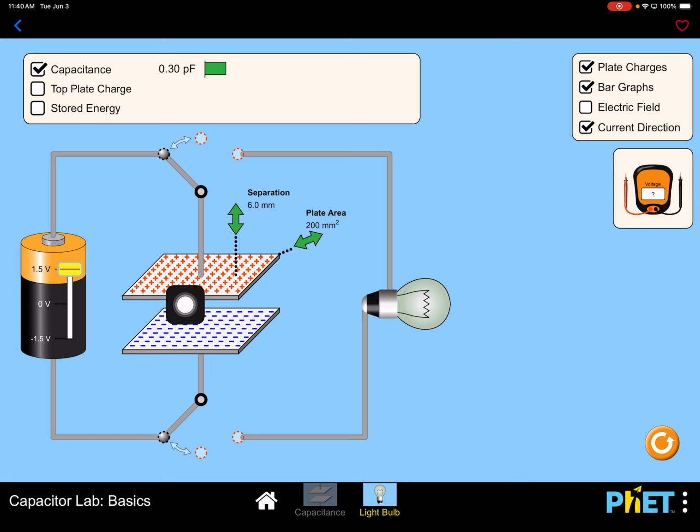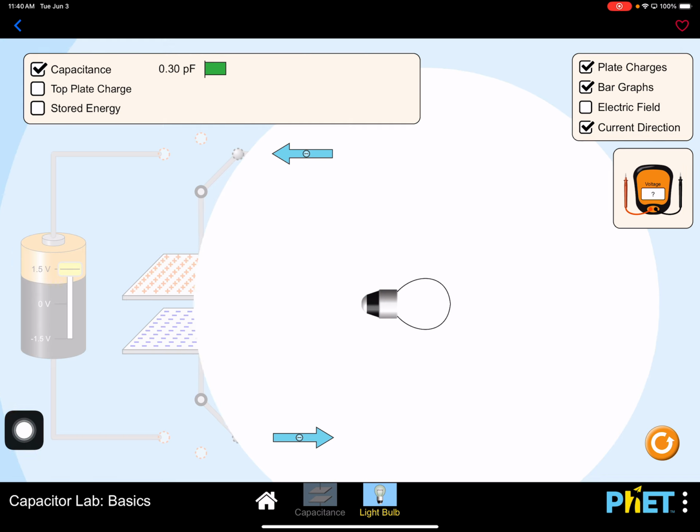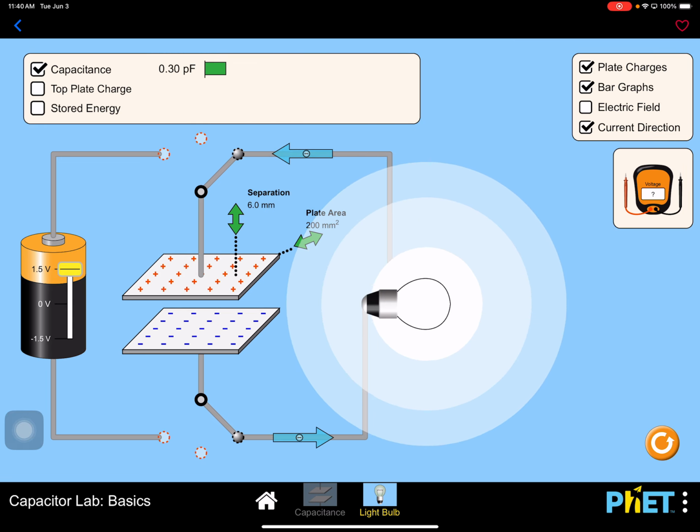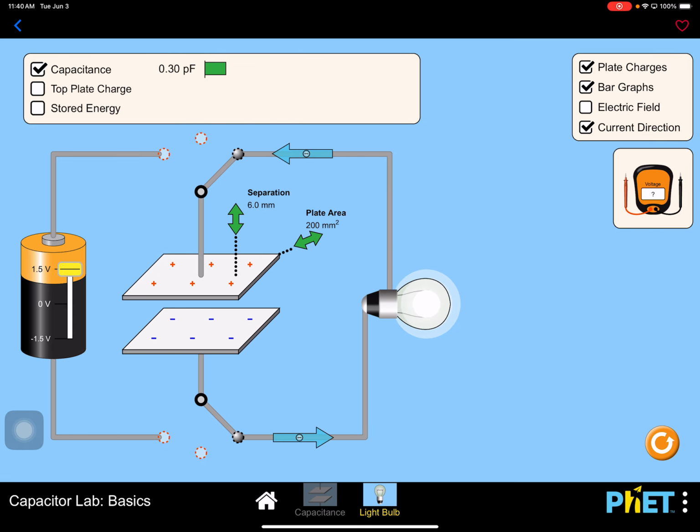From anywhere from milliseconds to nanoseconds. And the way you control that is the resistor through which it discharges. The smaller the resistor, the faster it'll discharge. So let's discharge this. Now you discharge it through that load. So you can discharge this capacitor as fast as you want.